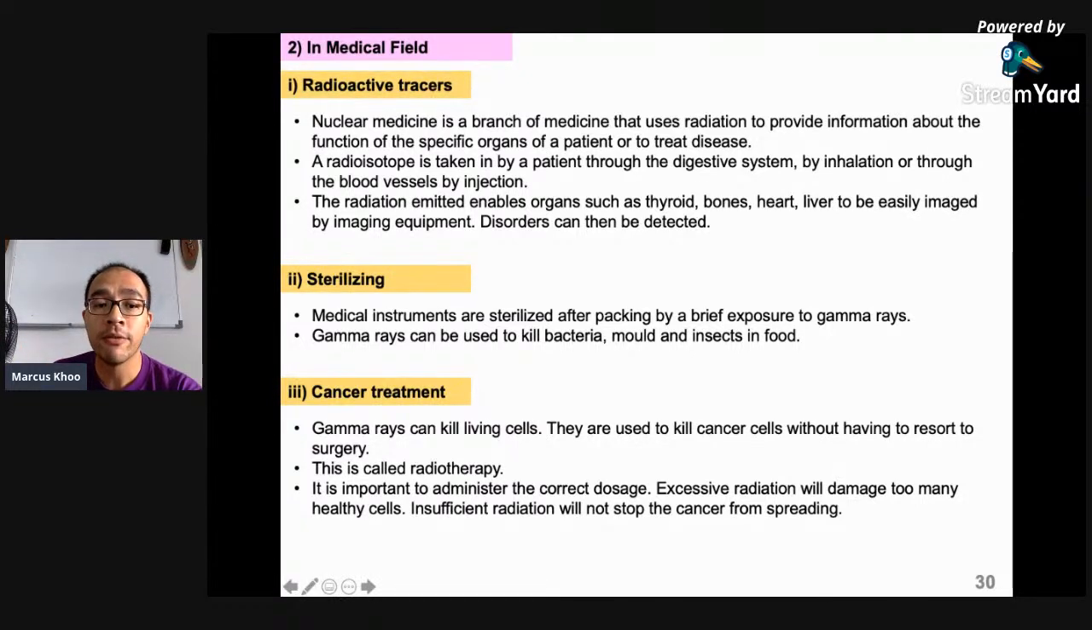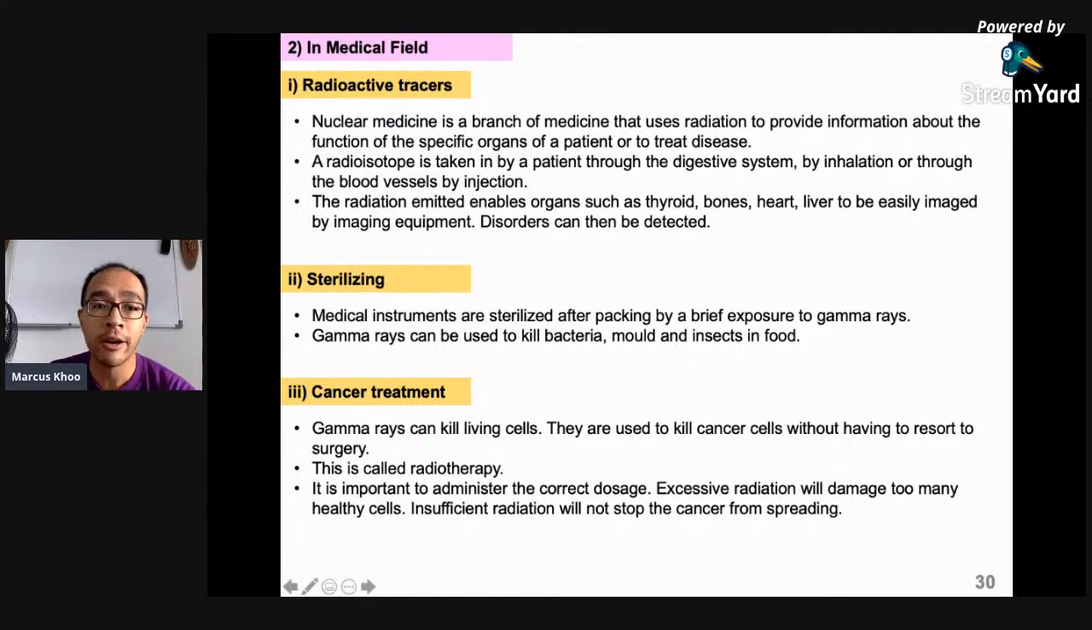But this is very, very, not to say very dangerous. This is kind of like a last resort. If it really cannot be removed at the cancerous part, and they cannot cut it using normal surgery, they will have to use radiotherapy.